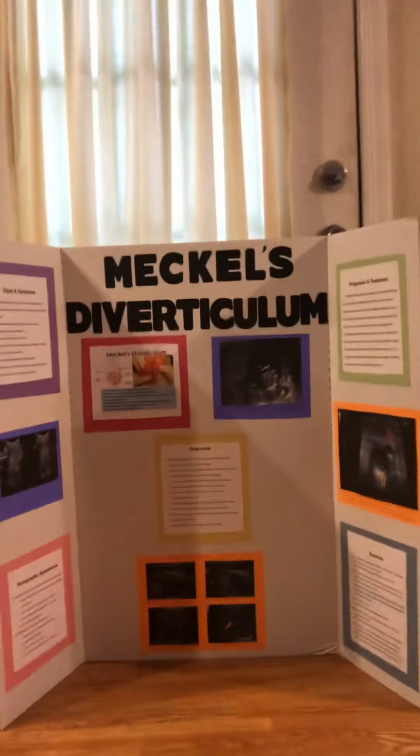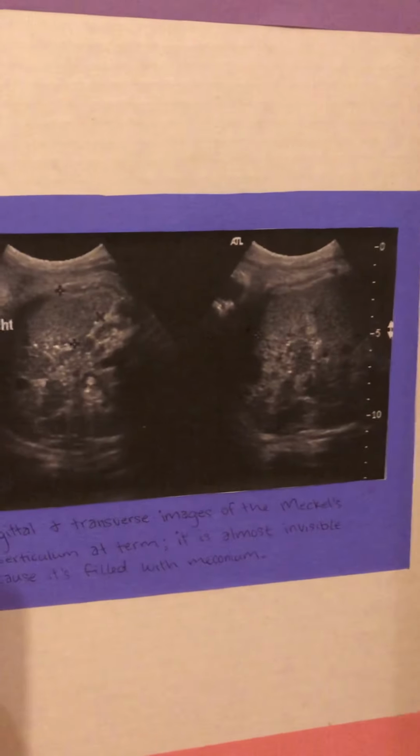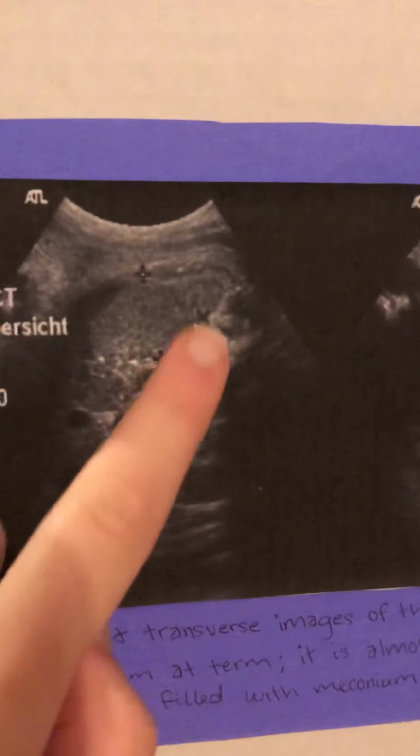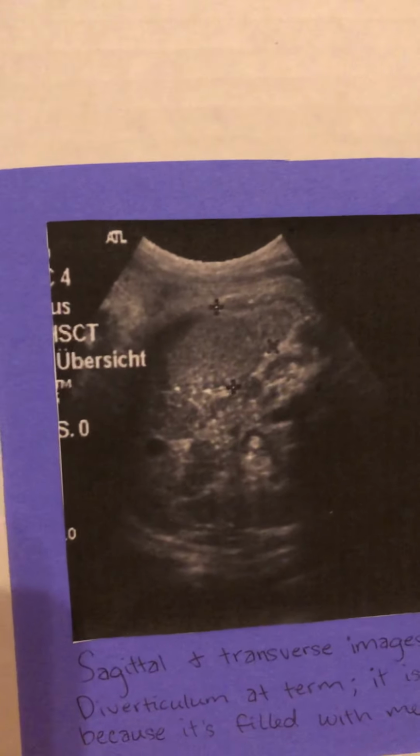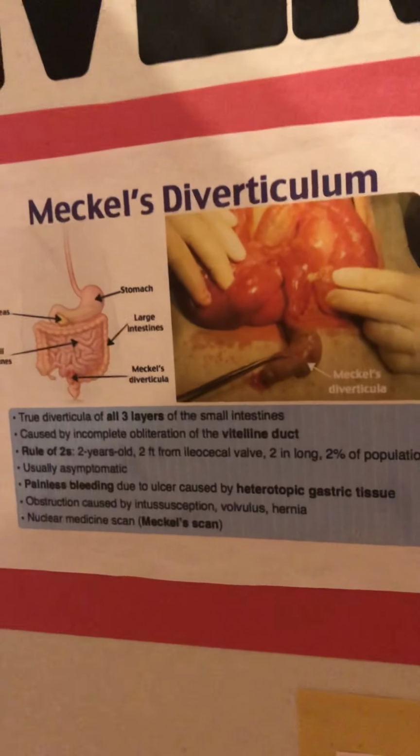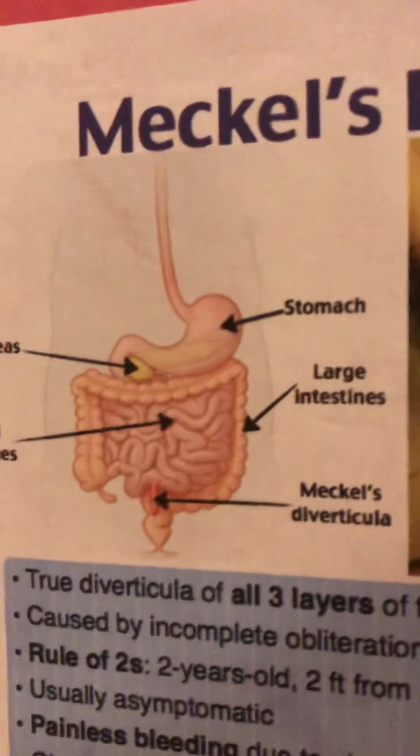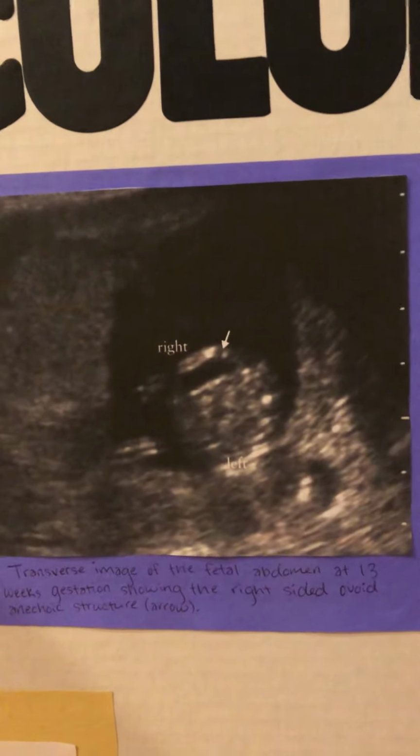I'm going to take a close-up to show y'all. This one, you can see right here, it's a sagittal and a transverse picture, and it's right here, and it's the Meckel's diverticulum filled with meconium, so it doesn't look anechoic. This shows that it can be down here in the right lower quadrant. Over here, this one shows a fetal abdomen at 13 weeks, and you can see the Meckel's diverticulum right there.